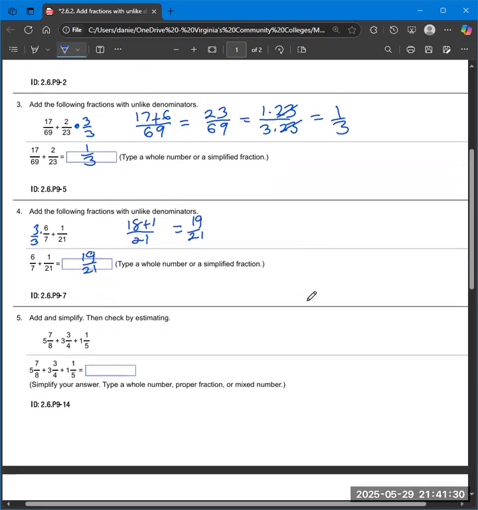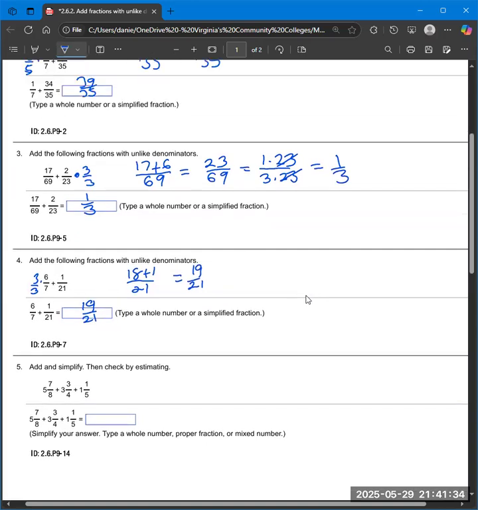And then we're going to wrap up here with a problem that is 3 fractions added, and they're also mixed numbers. I haven't done any mixed numbers in the other parts, so let's go ahead and add the whole parts together. 5 plus 3 plus 1 is 9. And then we need to add together the 7/8, the 3/4, and the 1/5. So I've got 2 different things going on here.